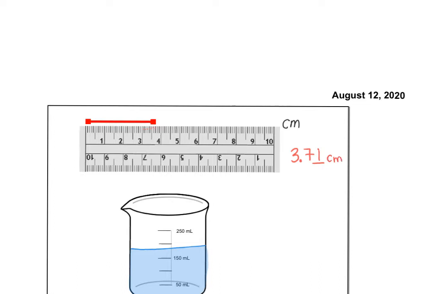What if you're like, no, Ms. Beller, it is right on the money, 3.70 centimeters. That's your estimated digit. You estimated that 0, it's right on the money. What if you're like, no, it's exactly between 3.7 and 3.8. I'm estimating that. What if you're like, Miss Beller, you need to get your eyes checked. I don't think it's all the way to 3.7.